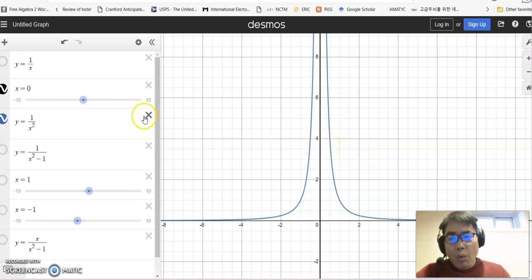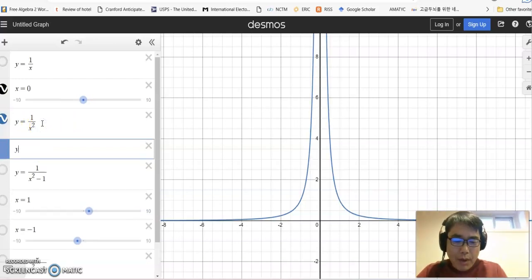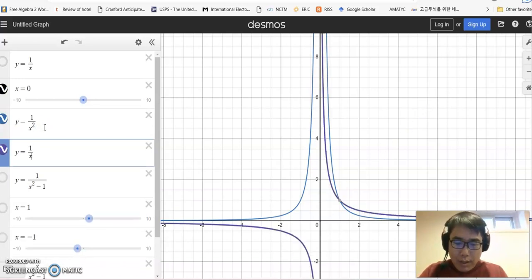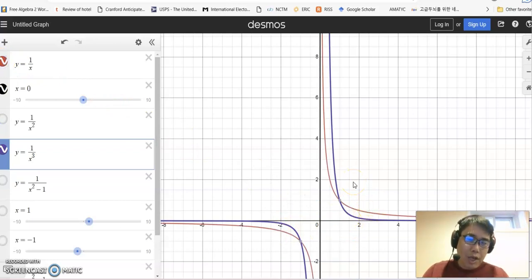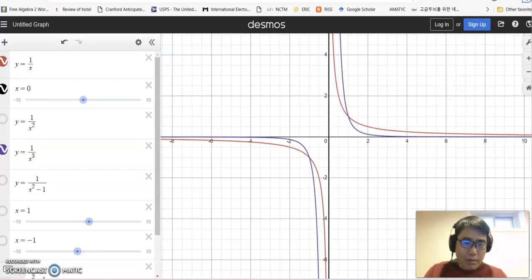Okay, then what if I make a cube here? Can you guess what's going to happen? I'm going to make y equal to 1 over x cubed. This behavior looks like 1 over x, right? Of course, the graph can be sharper or a little bit blunter, but the behavior is exactly the same. So this purple graph also looks like the 1 over x graph. Which means 1 over x to any odd power always has the same behavior as y equals 1 over x. That's the key point.